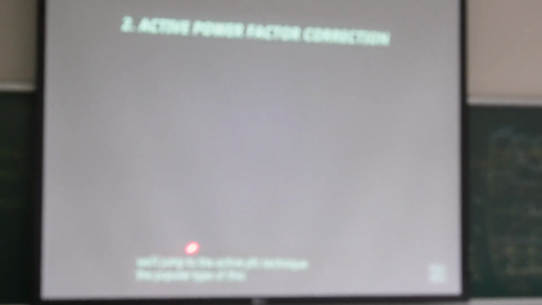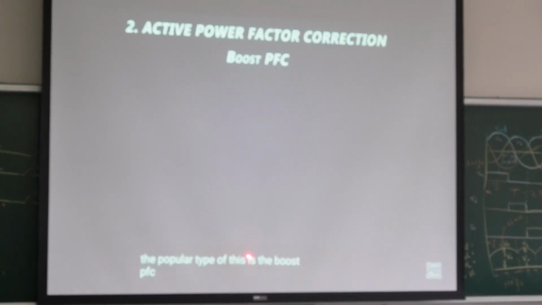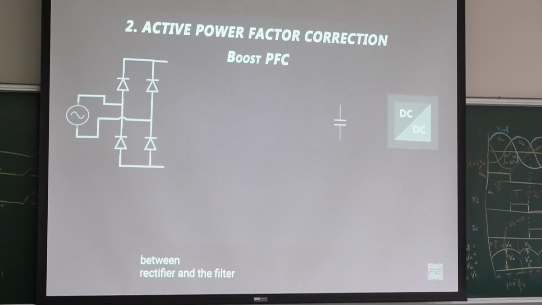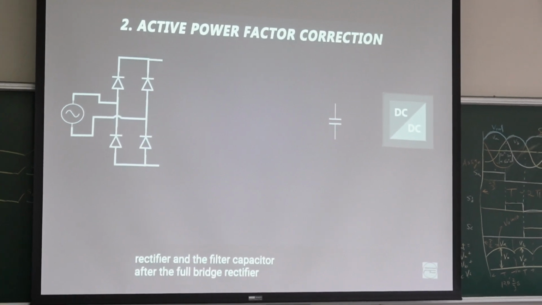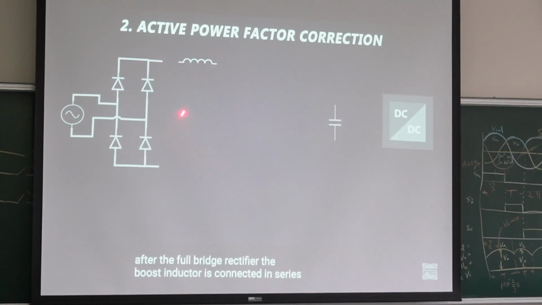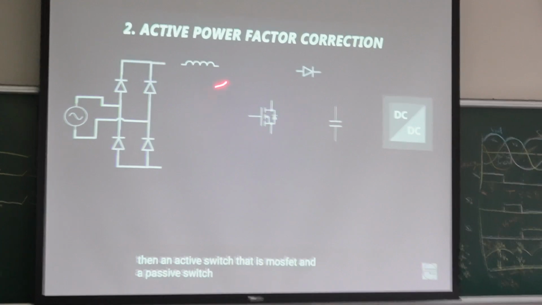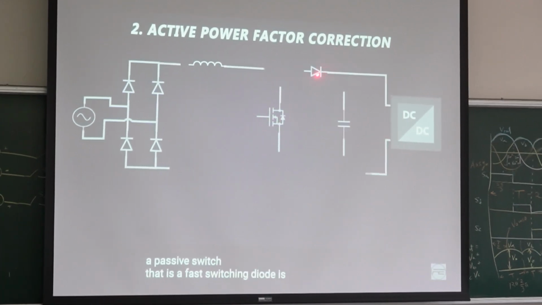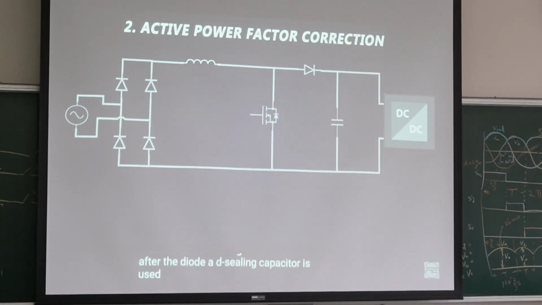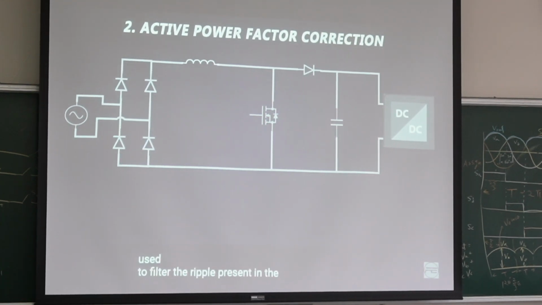The most popular type of active power factor correction is the boost PFC. The boost DC to DC converter is used between the rectifier and the filter capacitor. After the full bridge rectifier, the boost inductor is connected in series. Then we use an active switch, a MOSFET, and a passive switch, a fast switching diode. So we call this active. A DC capacitor is used to filter the ripple present in the voltage.